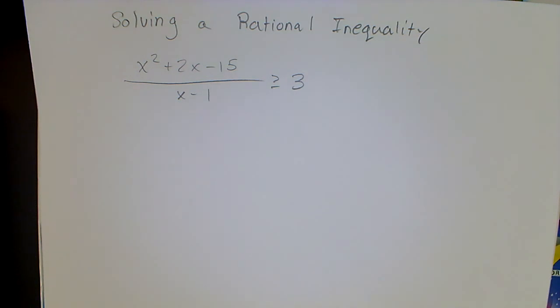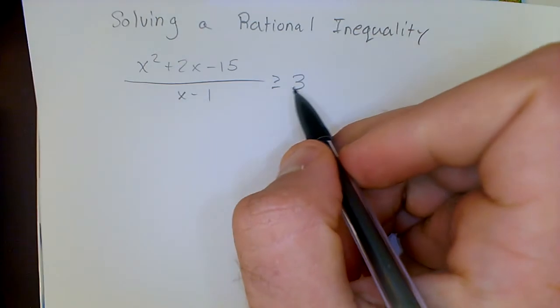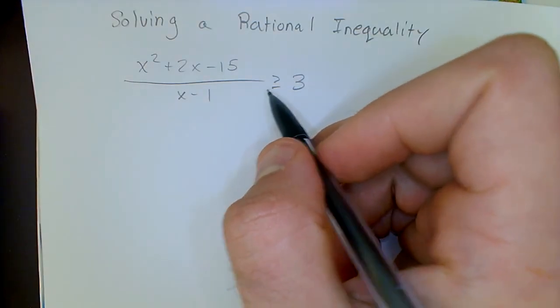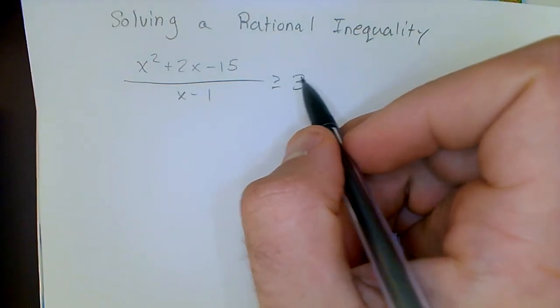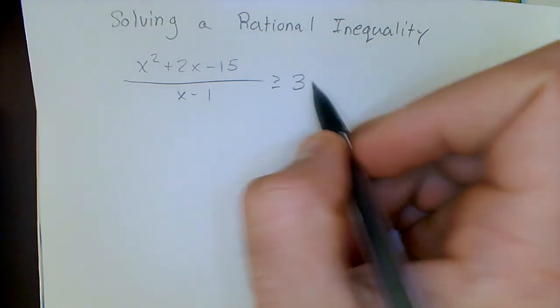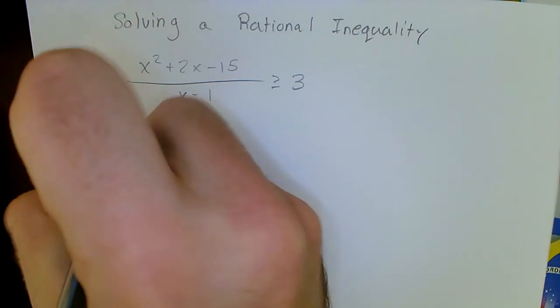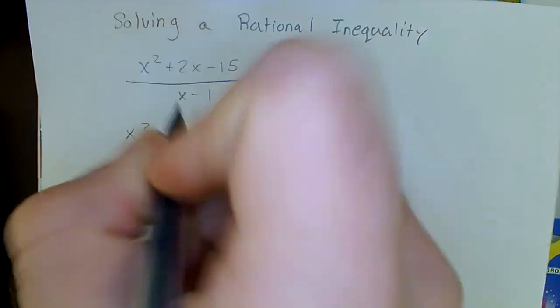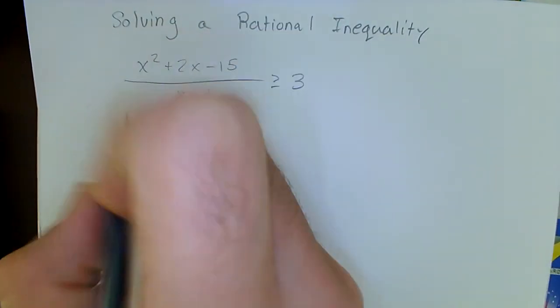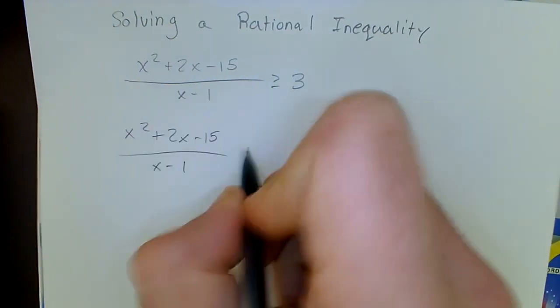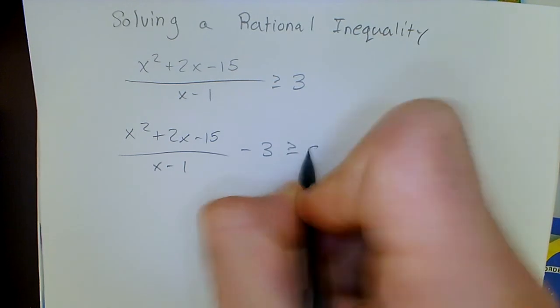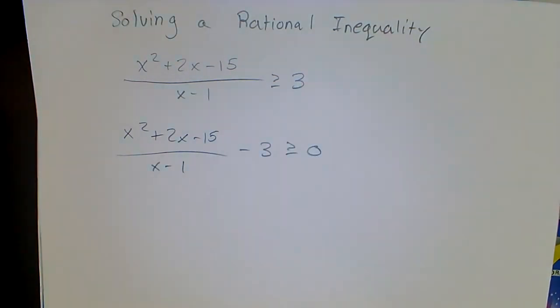In this one, instead of finding the common denominator right off the bat, we're going to subtract so that this side is 0. So we subtract 3 from both sides. We get x squared plus 2x minus 15 divided by x minus 1, minus 3, is greater than or equal to 0.